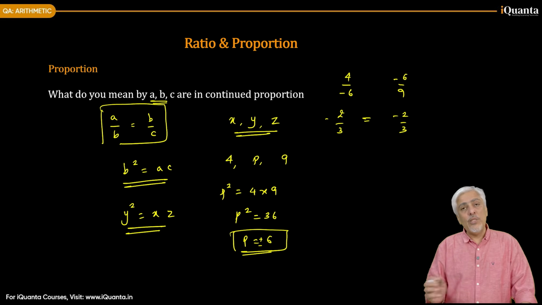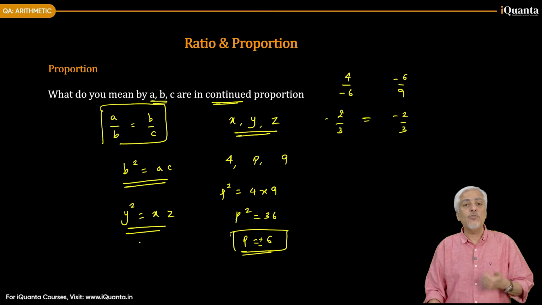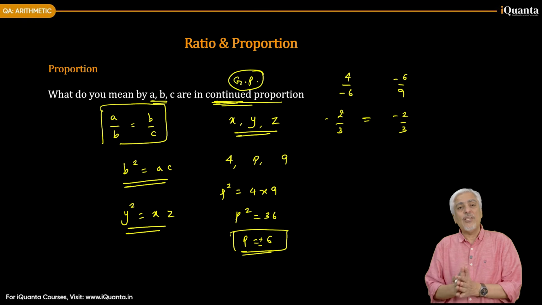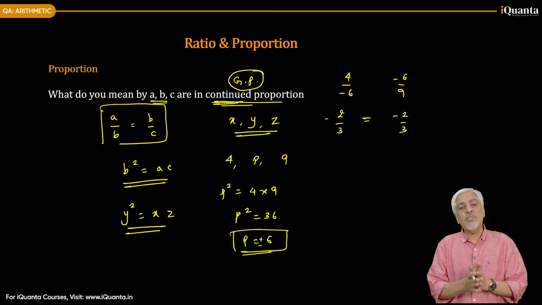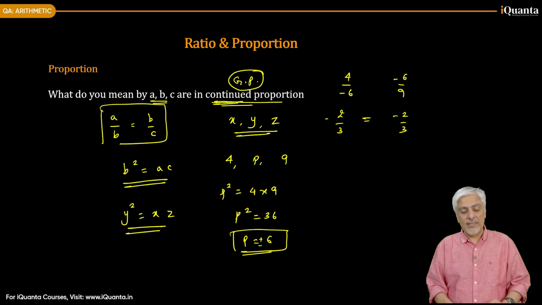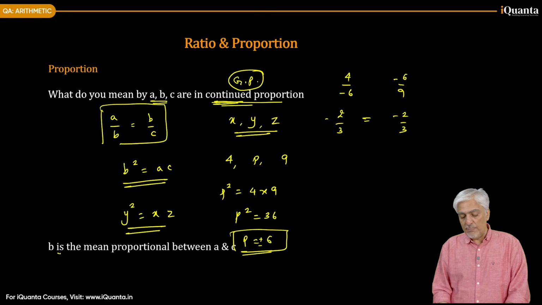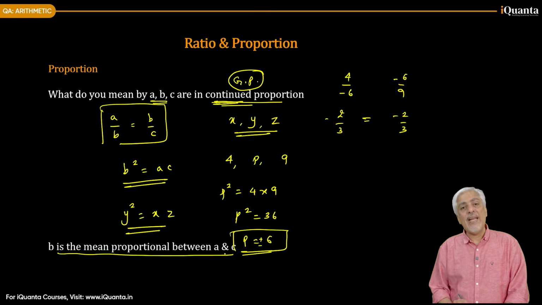When you do continued proportion, you will also understand later when you do the chapter of geometric progression that continued proportion is similar to geometric progression. Continued proportion is the same as geometric progression. So 3 terms in GP and 3 terms in continued proportion more or less mean the same thing. So we say over here B is the mean proportional between A and C.